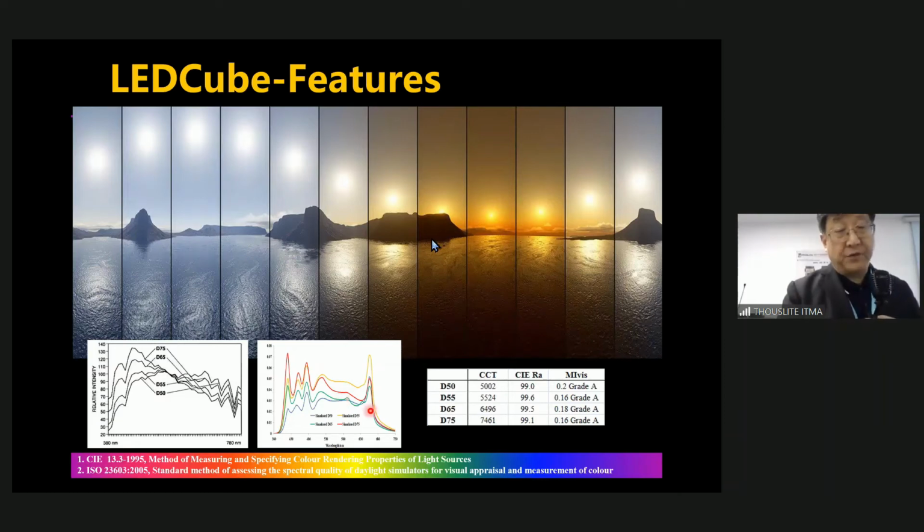If you look at the quality, our CCT is 5002 in terms of color temperature. CRI is 99.6. 100 would mean the actual appearance of the samples looks exactly the same as under daylight, so 99.6 is an excellent performance. And you can imagine the metamerism index is all grade A. So this is an overall summary of our results.